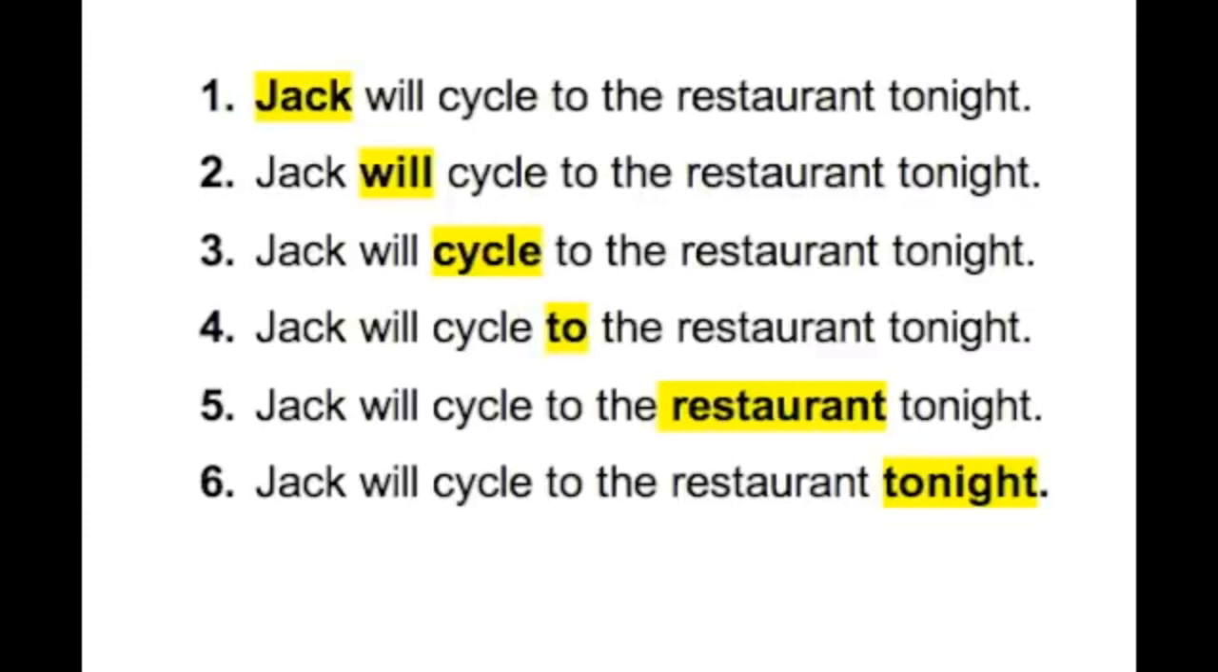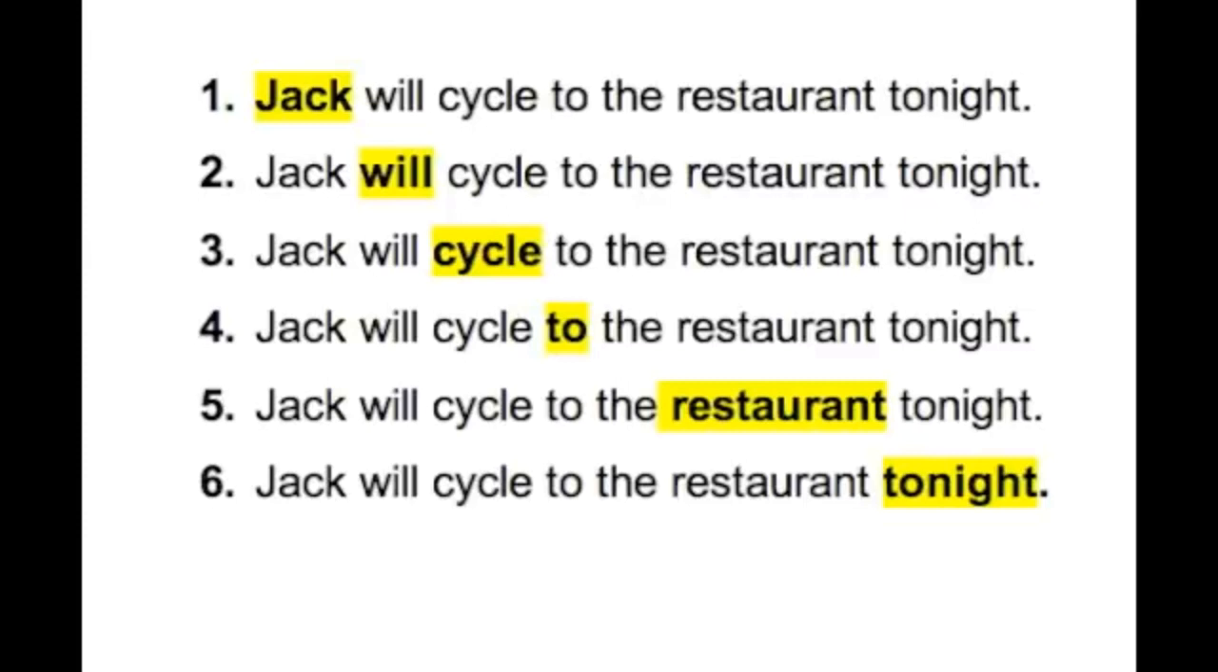Jack will cycle to the restaurant tonight. This could mean Jack, not John or David. Jack will cycle to the restaurant tonight. You can hear that the word Jack has more melody, plus it also has a pause after the word, meaning, did you hear that important piece of information I just said? Jack, pause, will cycle to the restaurant tonight. And the rest of the sentence, will cycle to the restaurant tonight, is all spoken very quickly, but Jack was very slow and meaningful. Jack will cycle to the restaurant tonight.